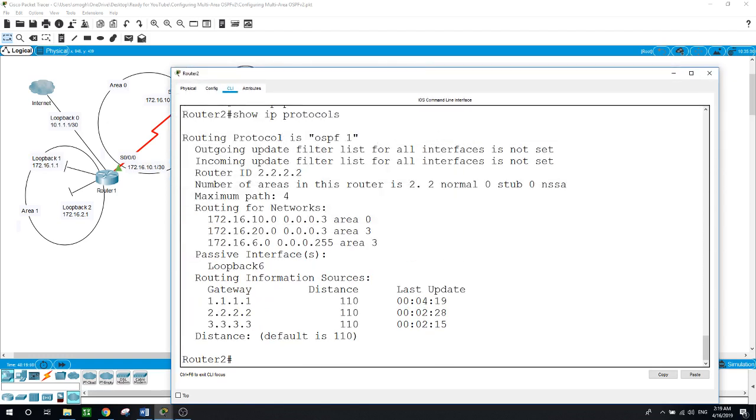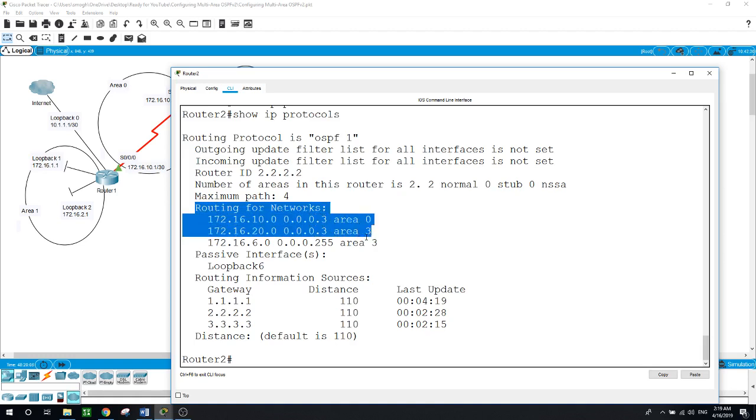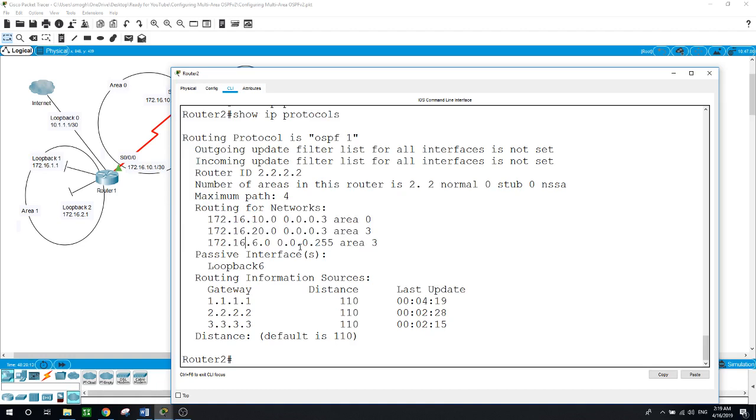And here also showing us the protocol being used is OSPF, and the number of areas in this router is 2, and telling us that we are using this router to route these networks, which is the interface facing router 1, the interface facing router 3, and loopback 6, which is in area 3.